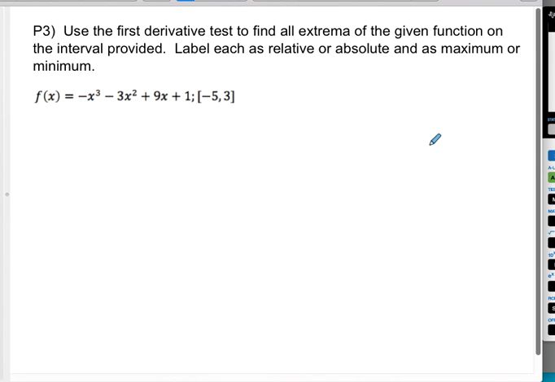Okay, you're going to give P3 a try. So it's the same idea. You can certainly pause me if you want. So I'm going to go ahead and find my first derivative.